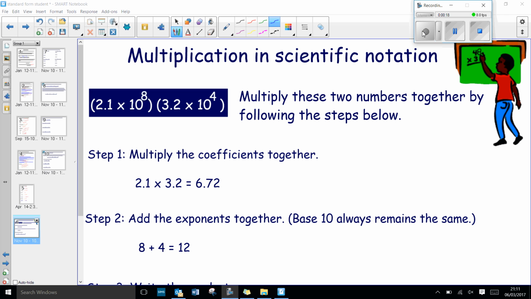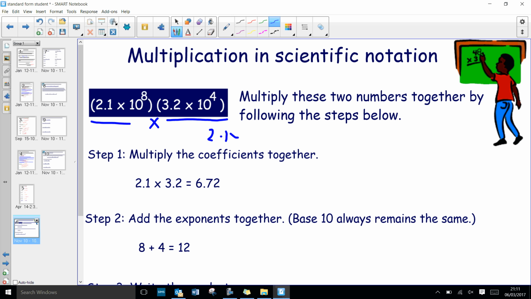So if we are multiplying standard form numbers together, now notice these two values are both standard form, the brackets are next to each other, which means that we are multiplying. So what we could have done is written the whole question out like this. 2.1 multiplied by 10 to the 8, multiplied by 3.2, multiplied by 10 to the 4. Now we know that the order that we do multiplication doesn't matter. So we can multiply 2.1 multiplied by 3.2. That gives us an answer of 6.72.